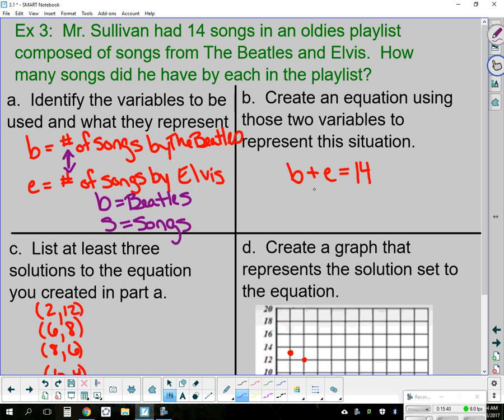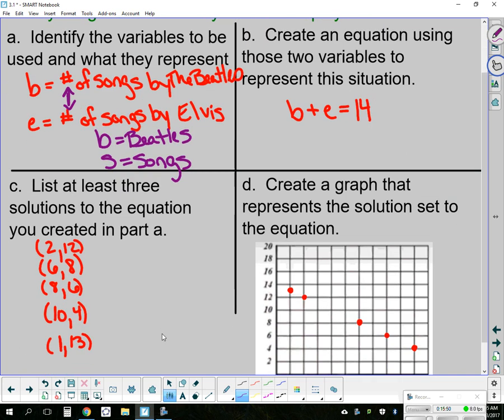Part B, pretty basic equation. We would just add them up. Add the number of songs by the Beatles, add the number of songs by Elvis, and you should get a total of 14 songs.